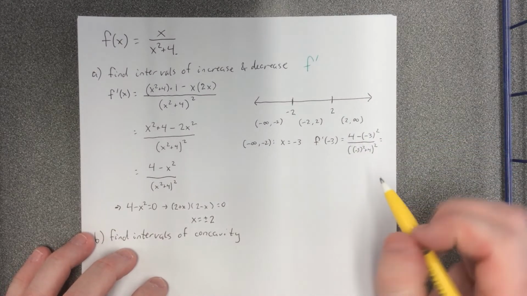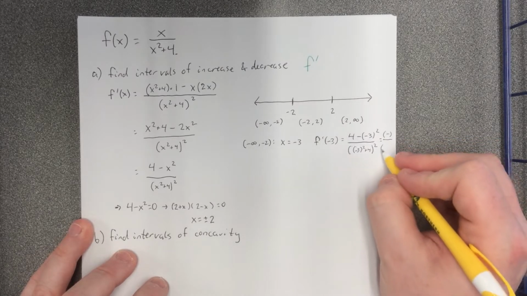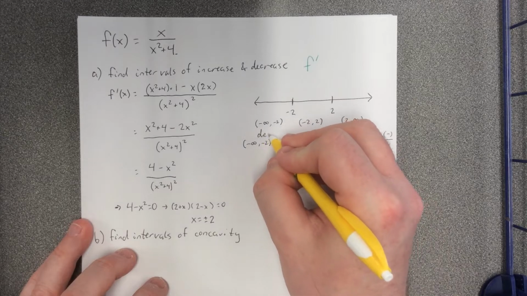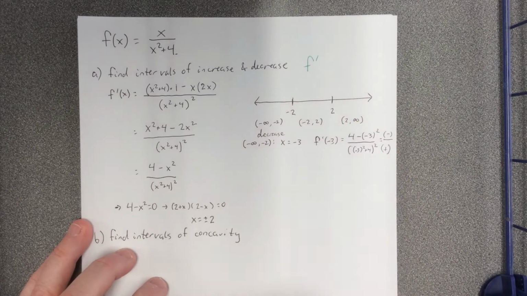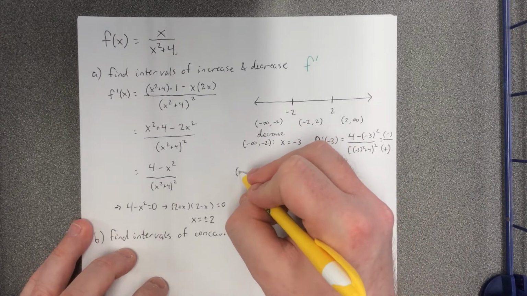Your numerator is 4 minus 9. Numerator is negative. Your denominator is being squared, so it's always positive. We can conclude that this will be an interval of decrease due to the fact that we got a negative for our final answer. Let's see if we can leave a little more room on this one.